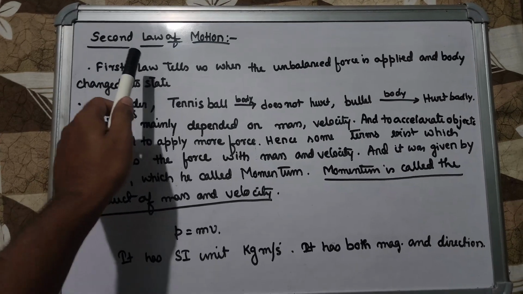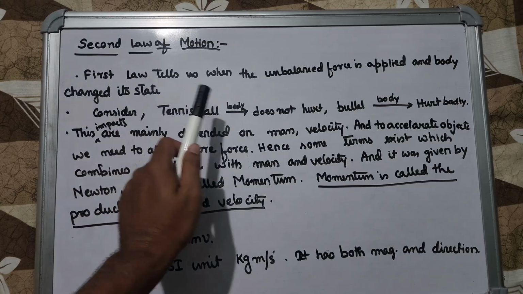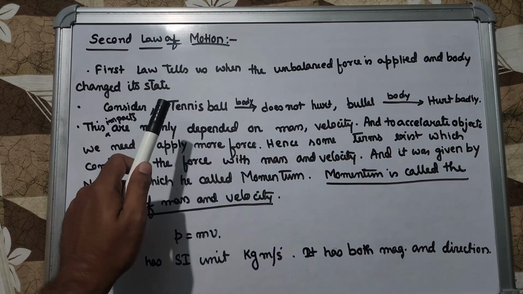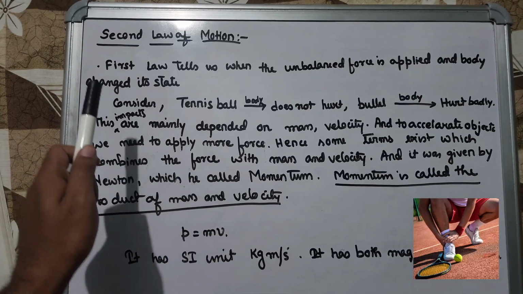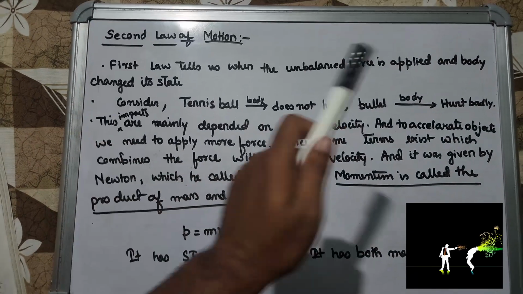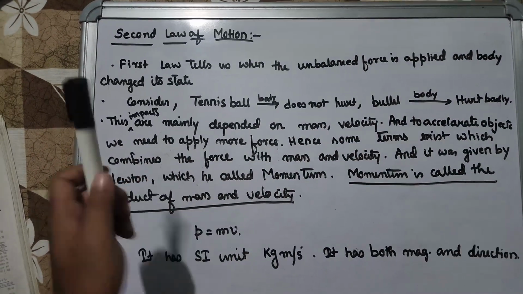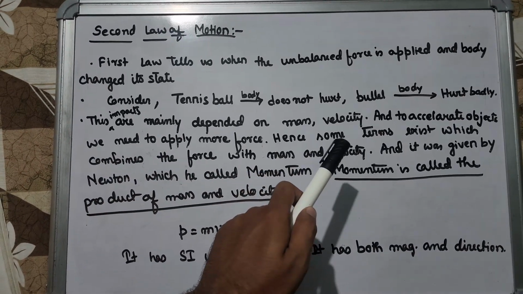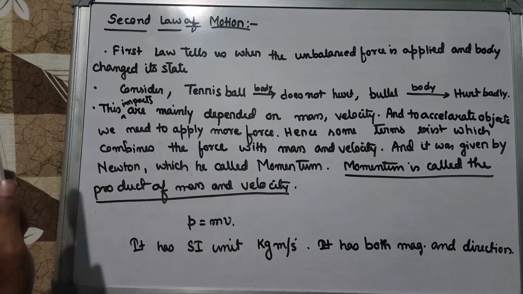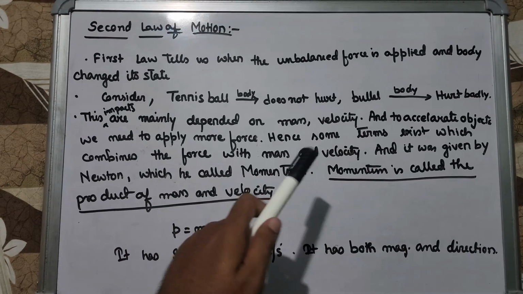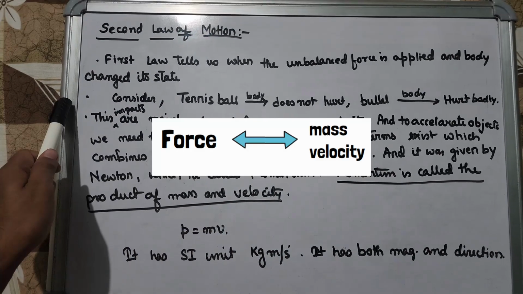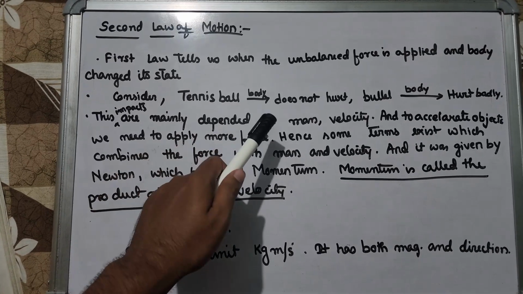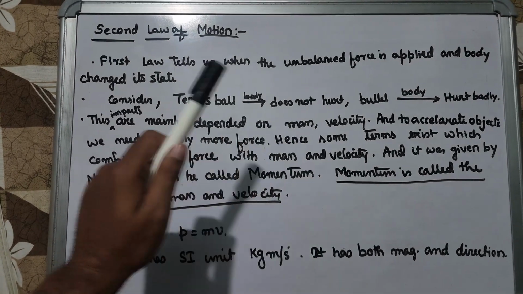Now we will study the second law of motion. As we know, the first law tells us that when unbalanced force is applied, a body changes its state. Let us consider a tennis ball which hits a man, but it doesn't hurt. But when a bullet hits a body, it actually damages the body. Now, why does this happen? This is mainly dependent on mass and velocity. And we also know that to accelerate a body, we need to apply more force. Hence, some term exists between force, mass and velocity, which decides whether a man is hit abruptly or hit slightly.